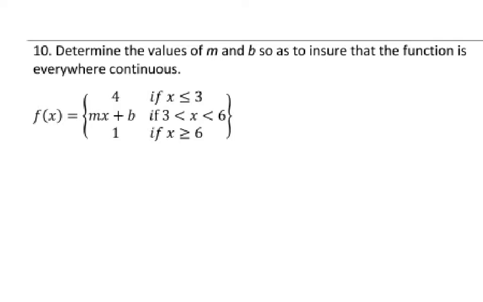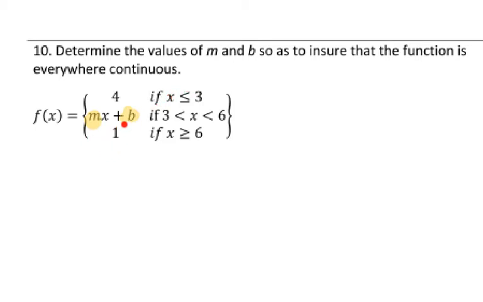Okay guys, we're going to be doing Unit 1, Lesson 5, number 10. The goal of number 10 is to find the values of m and b, so this function is continuous for any x. If you notice, for x less than 3, y is always going to be equal to 4. So it is continuous for all the values less than 3.